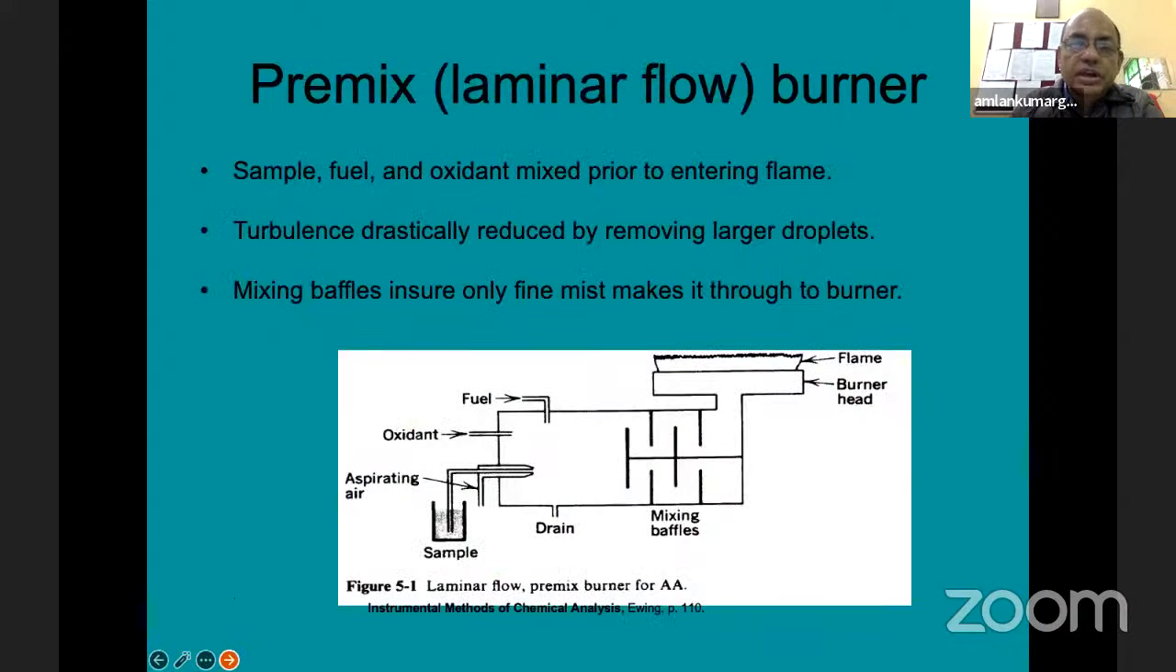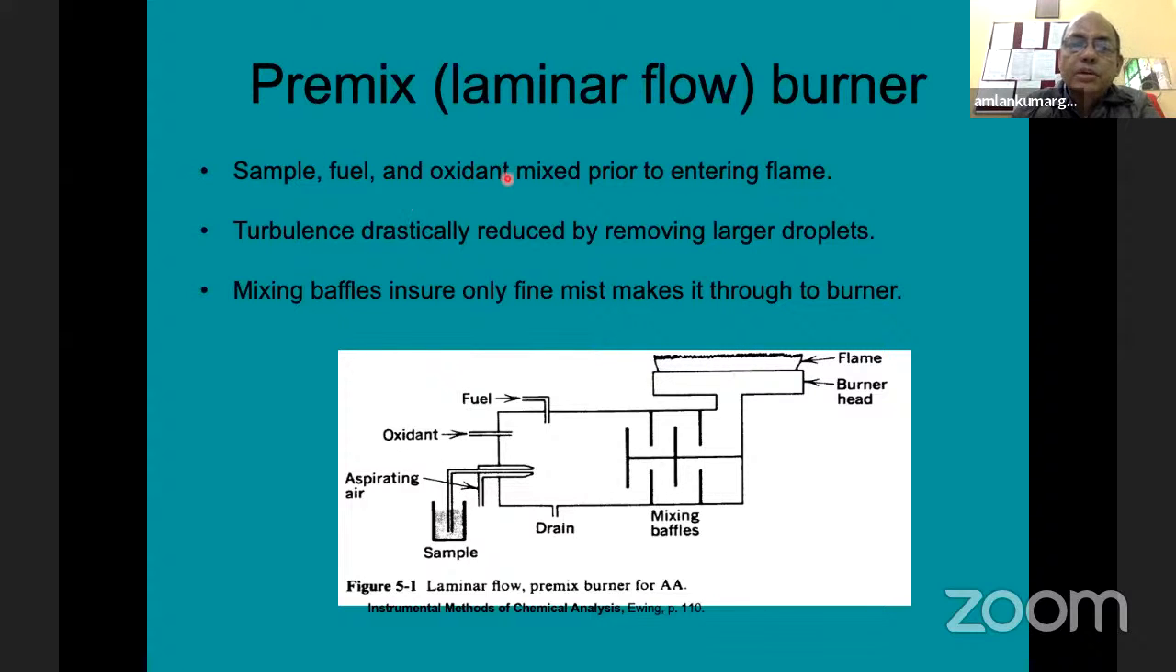Then you have the second type, or premix burner. This is a system where there is a mixing chamber. So here the sample, fuel and the oxidant are all mixed in this region. And these are baffles, and this mist can travel through this place here. The bigger droplets will go down the drain, and the very fine droplets will move through the baffles and reach the flame. So this is how this works.